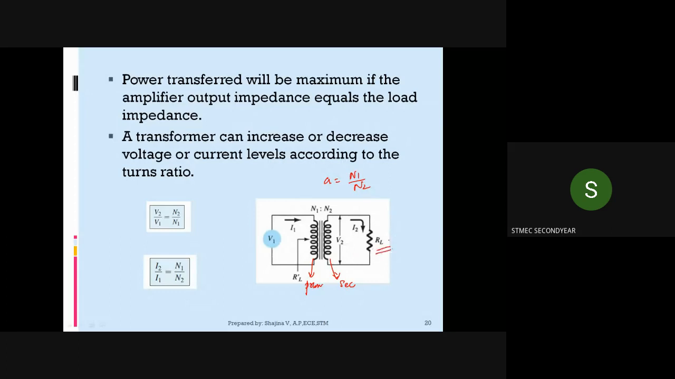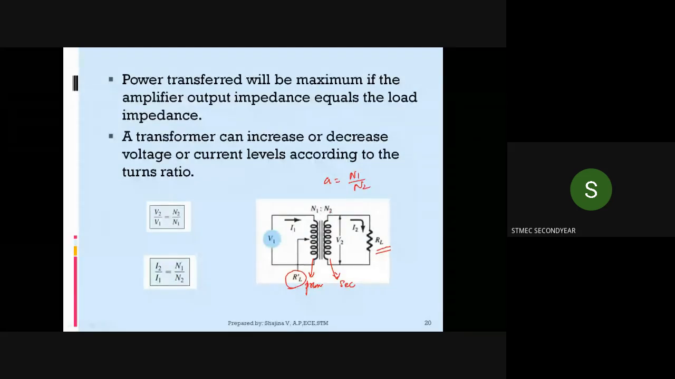That is, we are connecting the load to the secondary. So RL is the load impedance, and RL dash is the impedance offered by the primary winding. Just note this diagram. Here we are considering a transformer with the turns ratio N1 by N2. The number of turns in the primary winding is N1, and the number of turns in the secondary winding is N2.